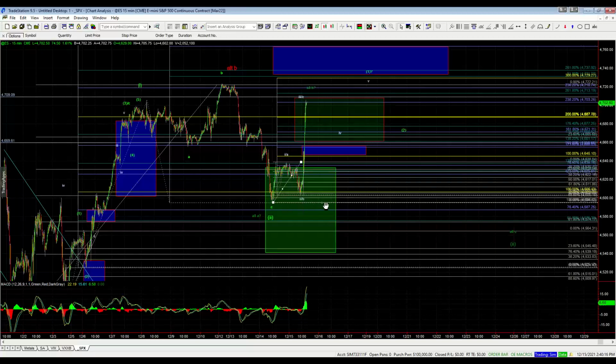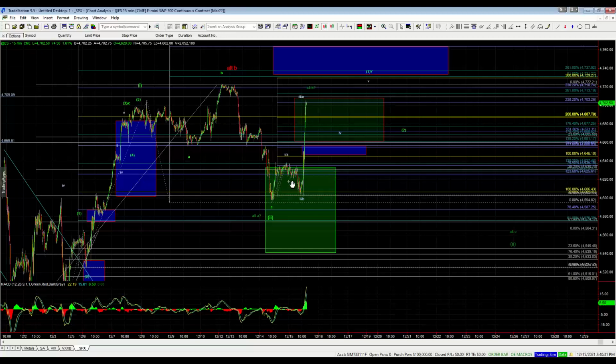If this would have moved under this 45.94 level, it would have invalidated this 1-2. So if you did get stopped out, psychologically at least, I feel much better about the trade versus a sharp spike in reverse like this.